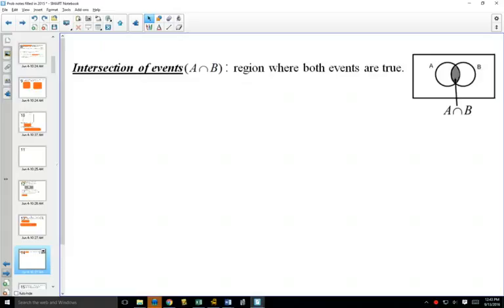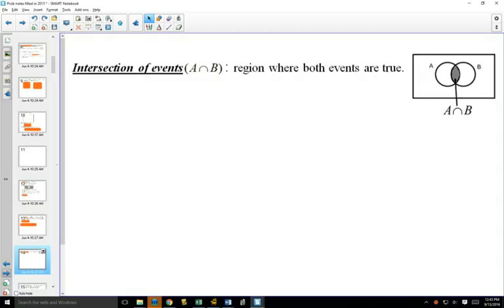Now sometimes you might have 2 events in a sample space. So I'm going to do a survey of this class. I want to know how many people like spaghetti, I also want to know how many people like pizza. If I did that in this class, there might be some people in this class that like spaghetti and pizza. They would be in this intersection point in between.